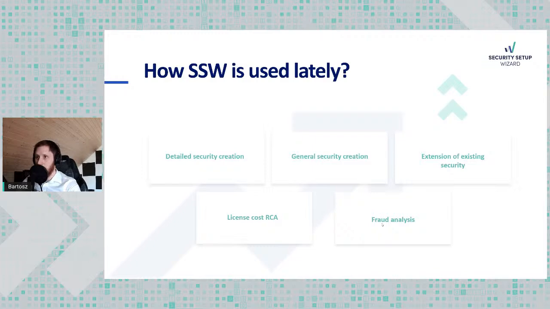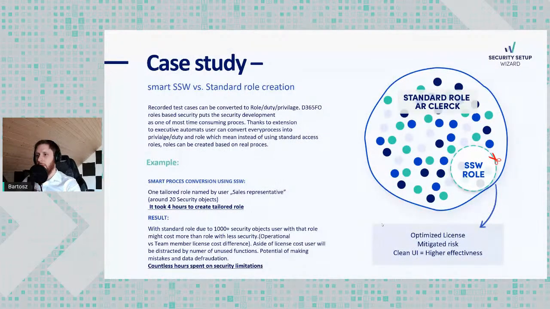A simple example: we've seen a situation where the sales representative had one role from the standard, which was giving access to 1,000 entry points. Every entry point is a button in the system. Every entry point is a form in the system. So you've got multiple visible elements, super highly unstructured. Whereas when you do this with SSW, we were able to create a tailored role, and it was around 20 security objects. Optimized license, mitigated risk, and clean interface.